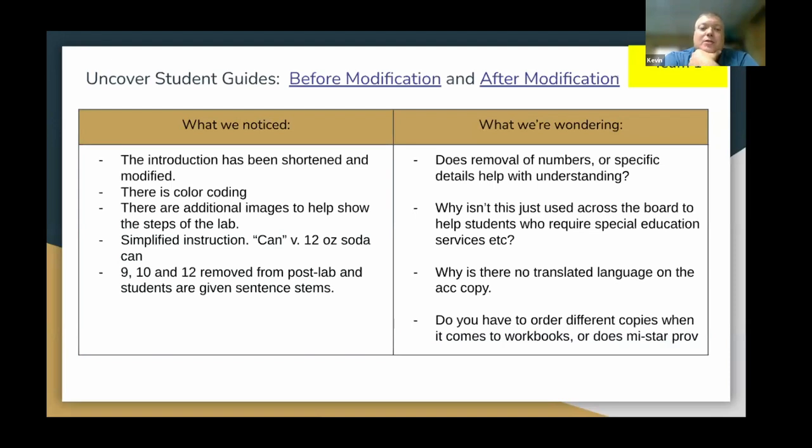The simplification of the instruction with that can versus the 12-ounce soda. You're coming back into that: tear out anything that's unnecessary, tear out anything that's too wordy, get to the absolute most basic stuff. And then think about what questions are manageable. Think about how you can rearrange things. Think about what you really want your ELL students to get at.